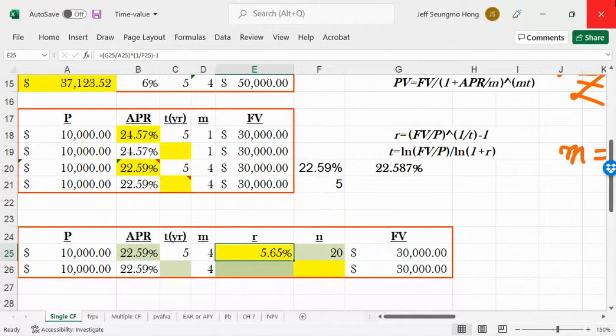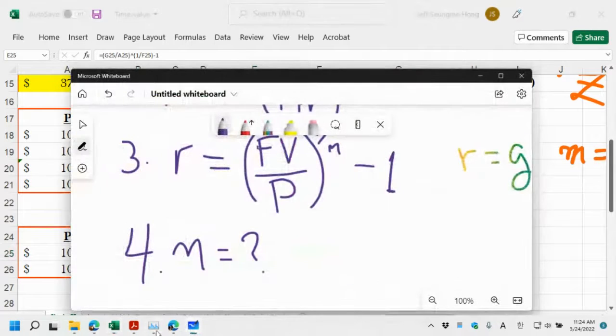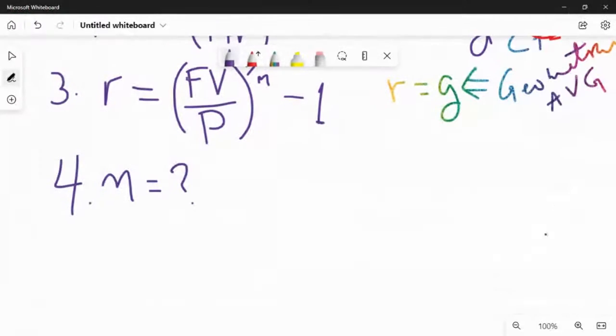Okay, so this way we can nail all problems about R. Next, then, what if we don't know n? What if n is the unknown? Now, before solving, of course we got to start from the base formula, right?